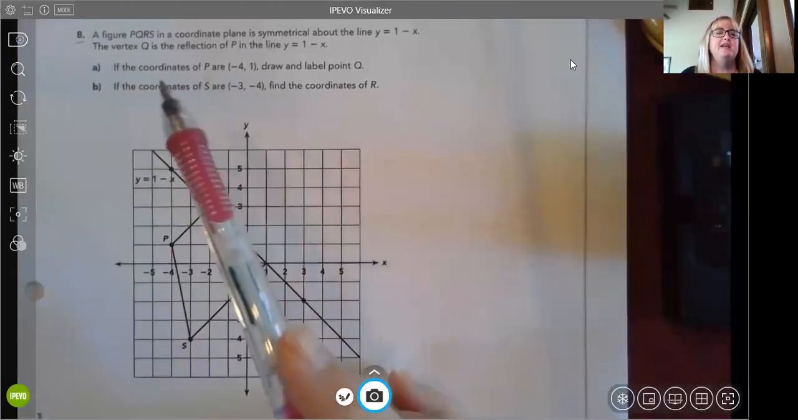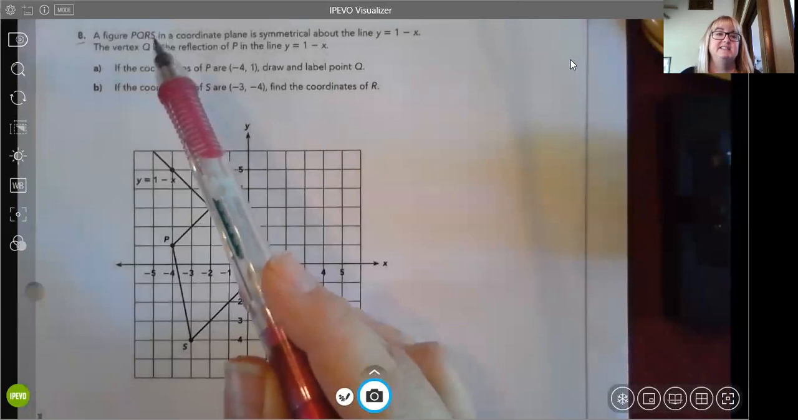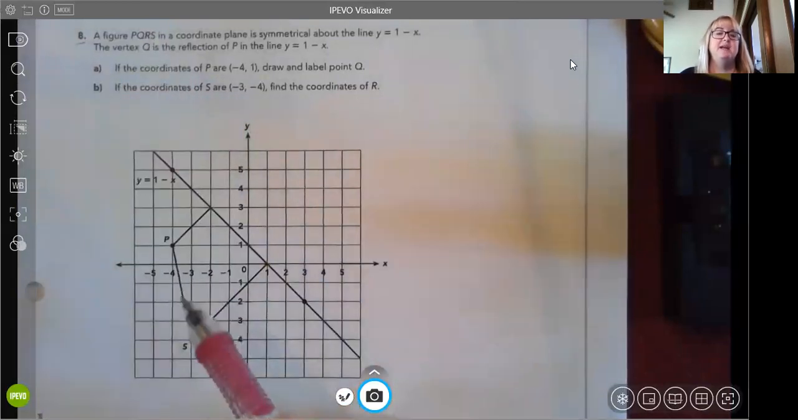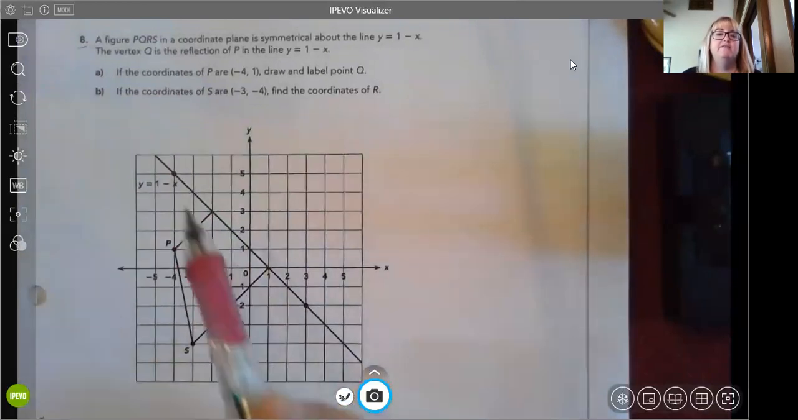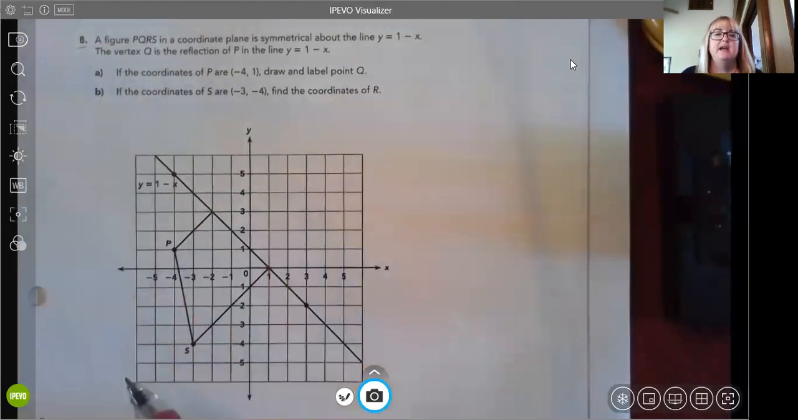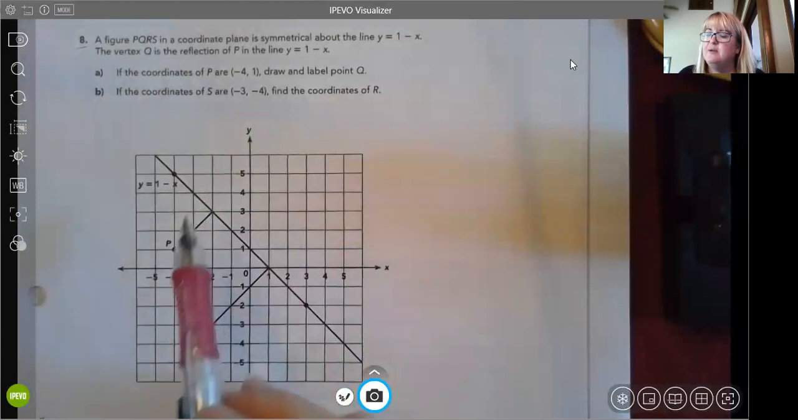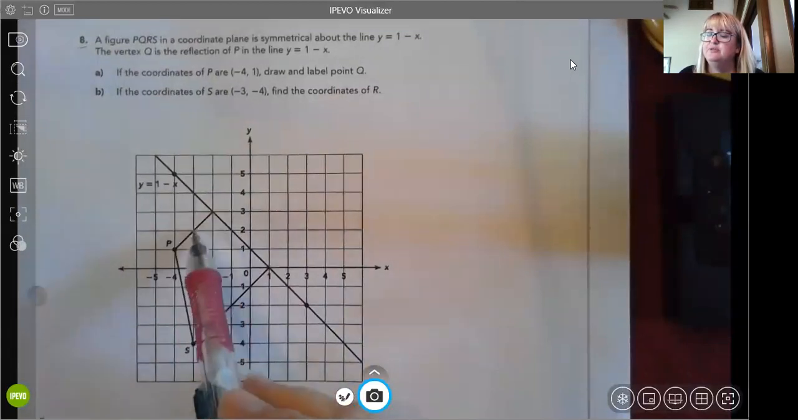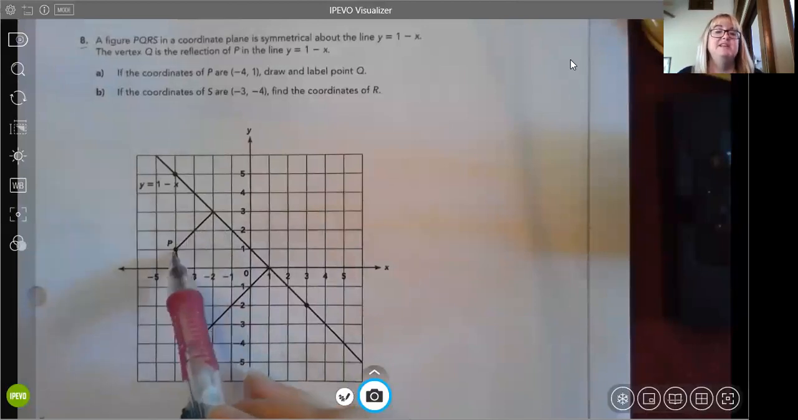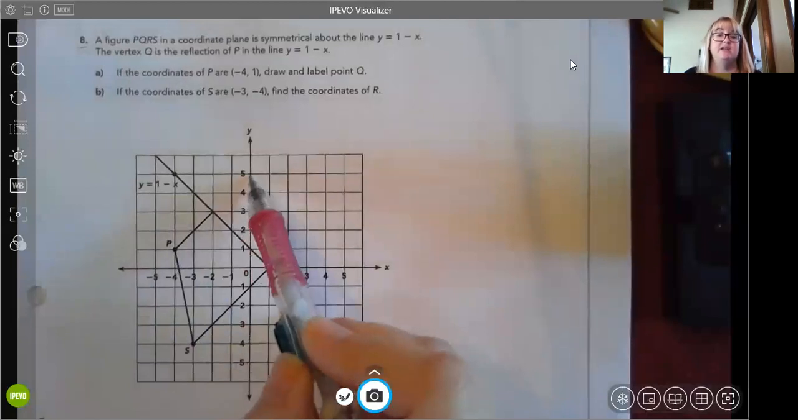Okay, so the figure PQRS. P is connected to Q, Q is connected to R, R is connected to S, and then S is back to P. All right, so here is our line of reflection. If P is over here, Q is going to be across the line of reflection. And this one is going in a diagonal direction. From here, we are going diagonal through two boxes, right? So this one, we're going to go diagonal through two boxes as well, the other way. So Q should be somewhere around here.